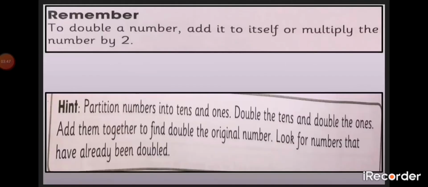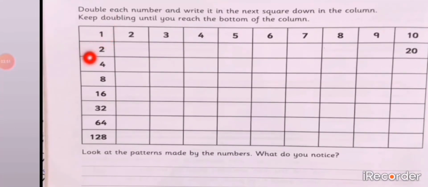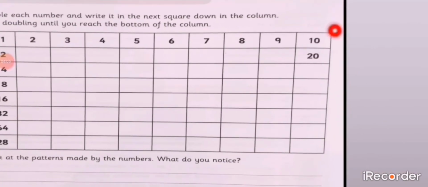So look and see. The first column is done for you. 1 plus 1, 2. 2 plus 2, 4. 4 plus 4, 8. Double of 8 is 16. Double of 16 is 32. 32 double is 64. 64 double is 128. First column has been done for you. And in the last column, only the first two are done. 10. Double of 10 is 20. Now we have to complete all the other columns here.